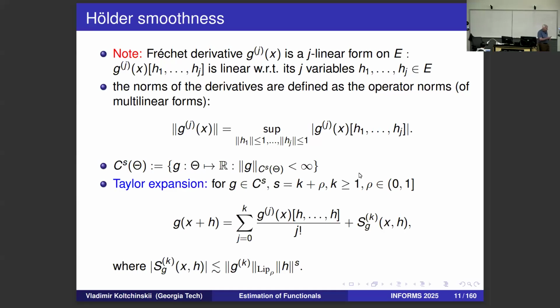So you can write, of course, for these Hölder smooth functions, the Taylor expansion of order k. It will look like this, with a remainder that satisfies this bound, okay? That satisfies this bound, and we will be using this once in a while.